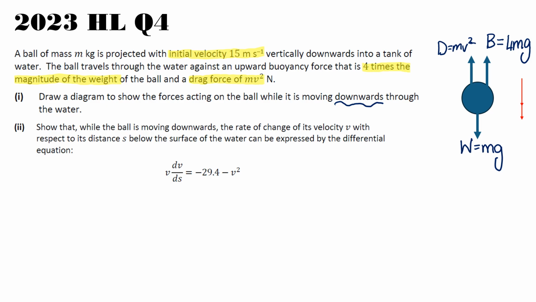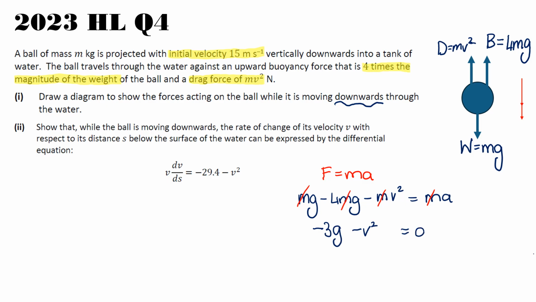So what we're going to start with, anytime we have a force diagram, we always start with F equals ma. We're moving in a downward direction, meaning mg will be positive. Then we take away anything that's moving upwards, so our buoyant force, and then our drag force, and that is equal to mass times acceleration. The m's can be divided out, giving us minus 3g minus v squared equals a.